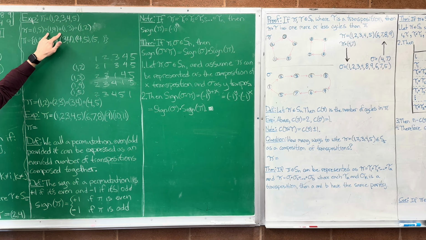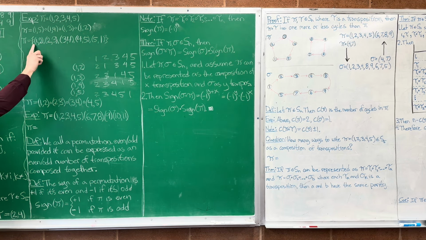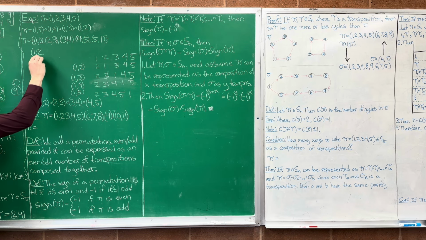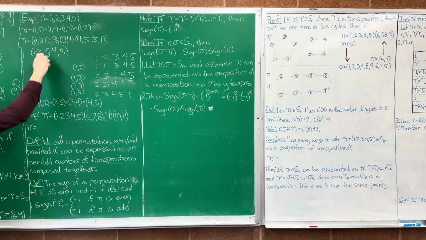And so now notice, let's write this out in cyclic notation. What does 1 go to? 2. What does 2 go to? 3. What does 3 go to? 4. What does 4 go to? 5. What does 5 go to? 1. Which ends our cycle. So we get back to where we started.